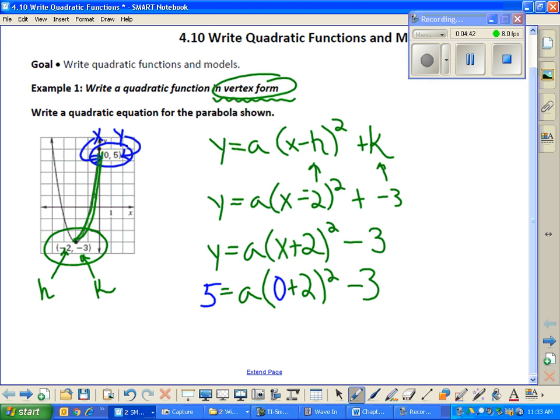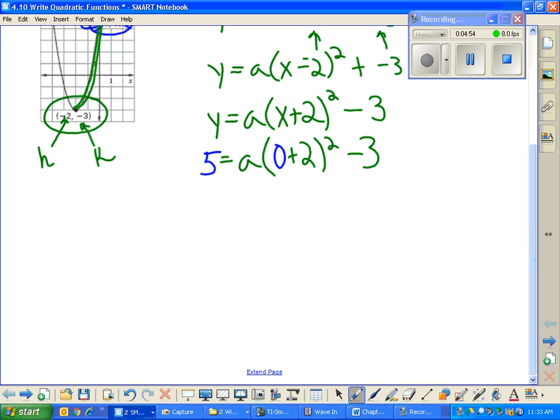So yeah, now I'm going to go ahead and solve for a, get a by itself. You might recall from chapter 1, if you're going to solve this equation for a, you have to simplify both sides first. So I'm going to simplify a little bit. 0 plus 2, that's 2. 2 squared, I'm going to have to do that too. So a times 4 minus 3.